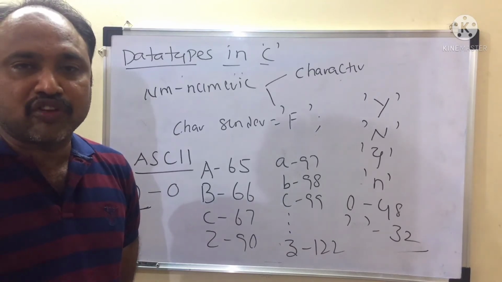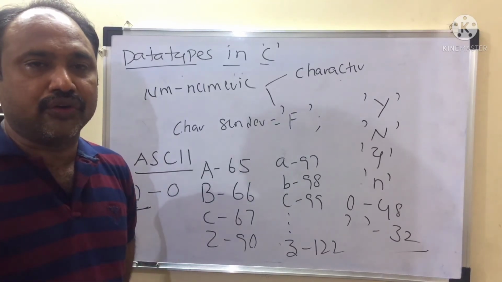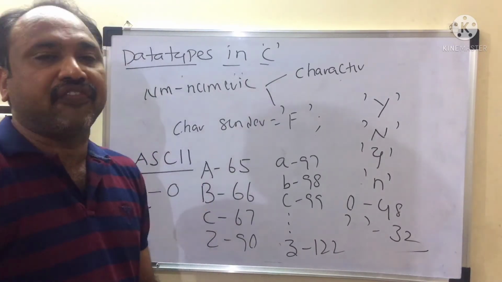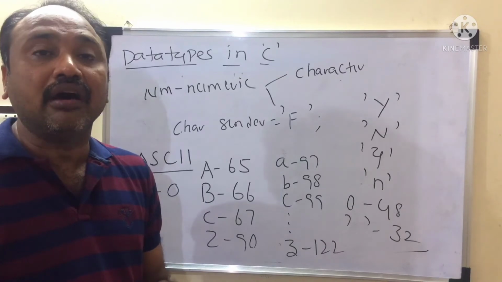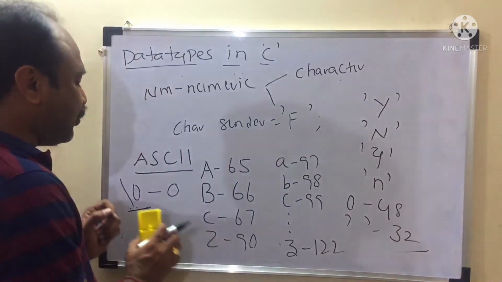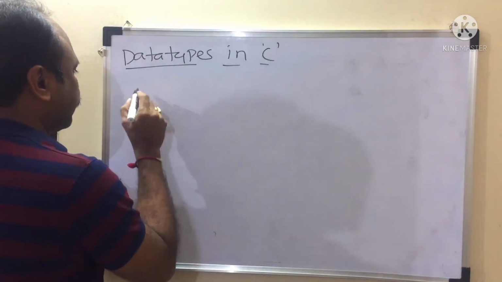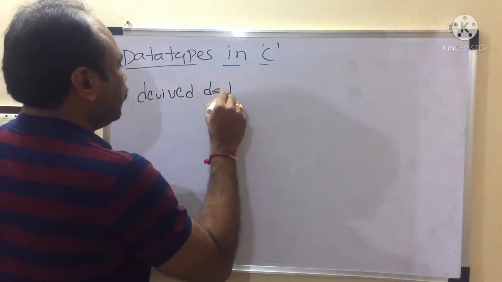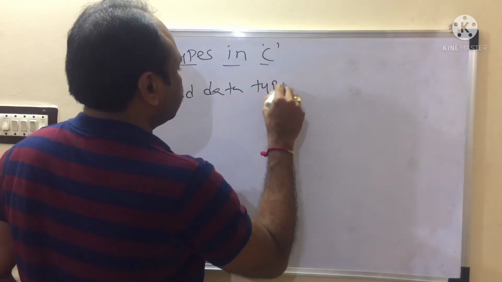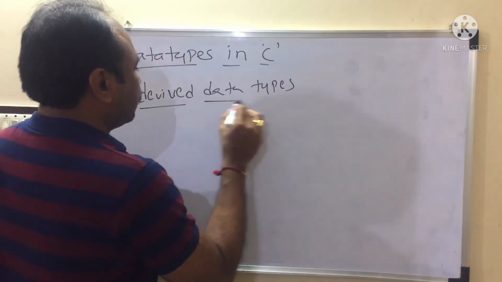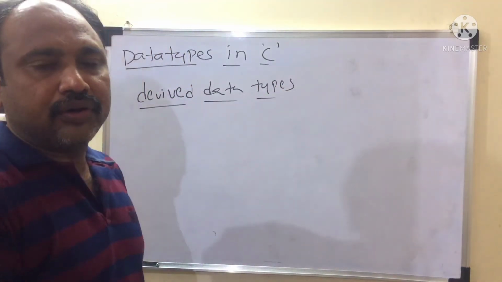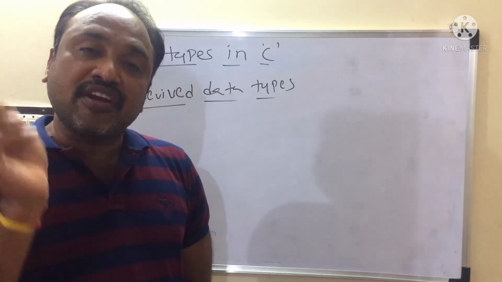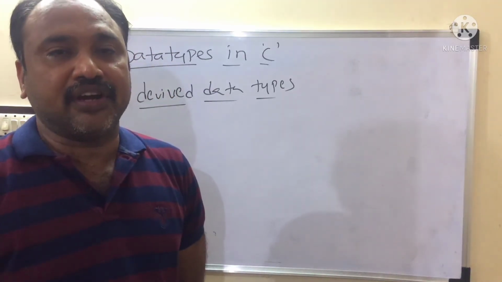Okay. So, whatever I explained so far, int, float, double, character, all these are referred to as predefined data types, basic data types, or primary data types. Next one is derived data types. These are derived from predefined data types.